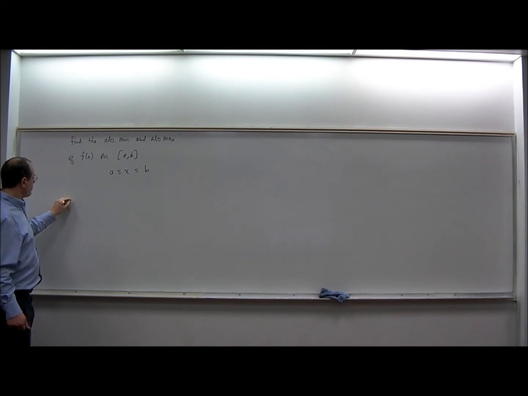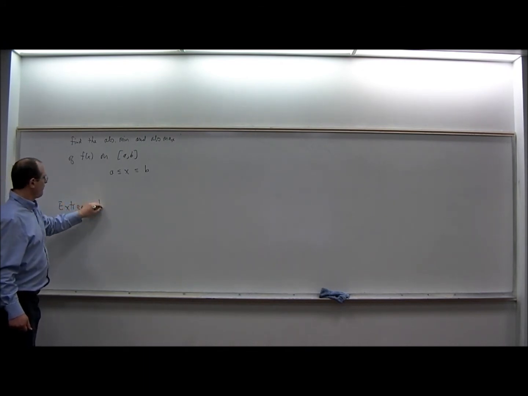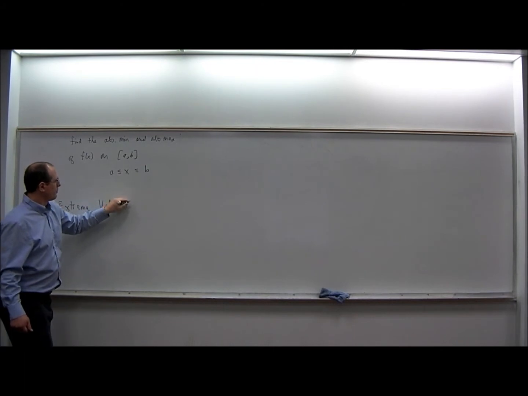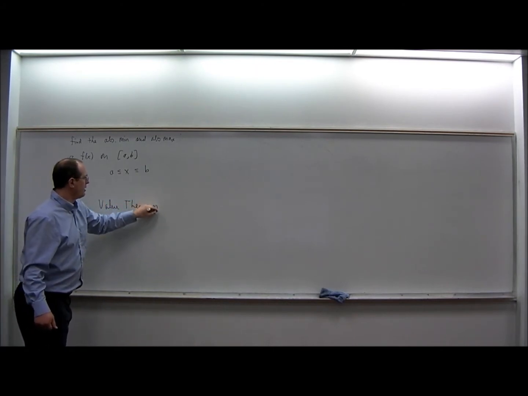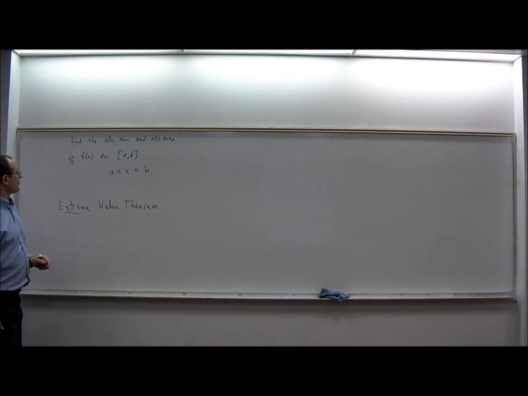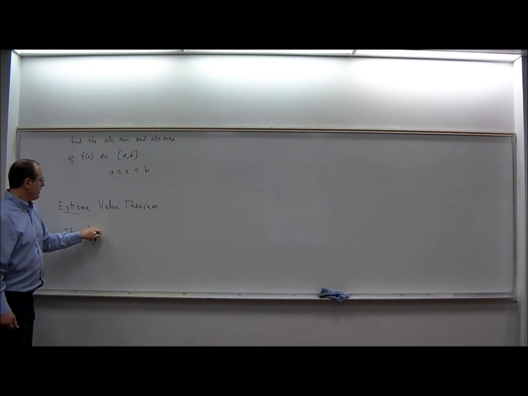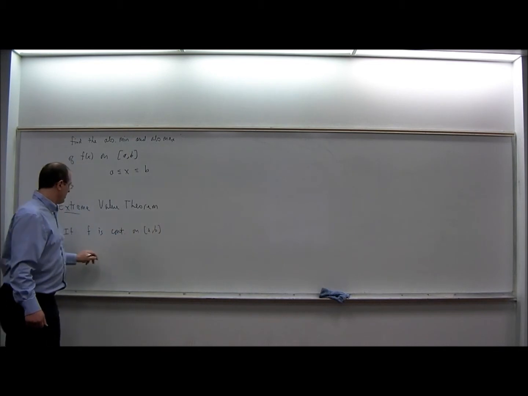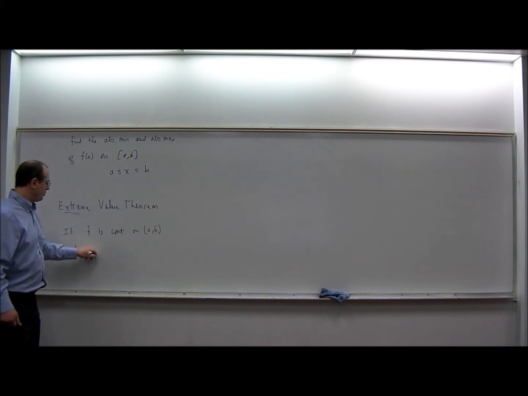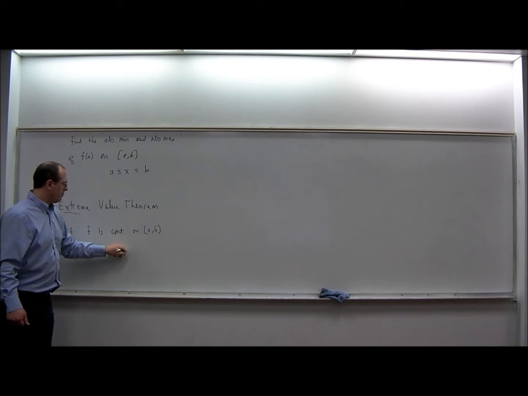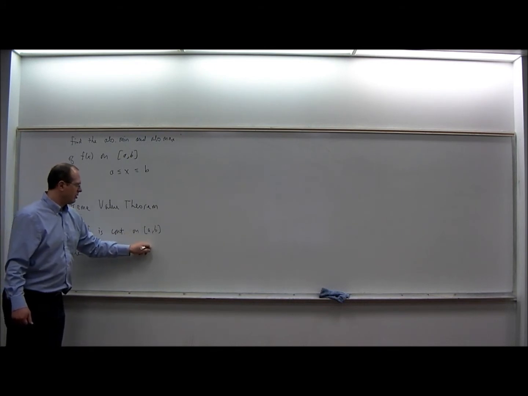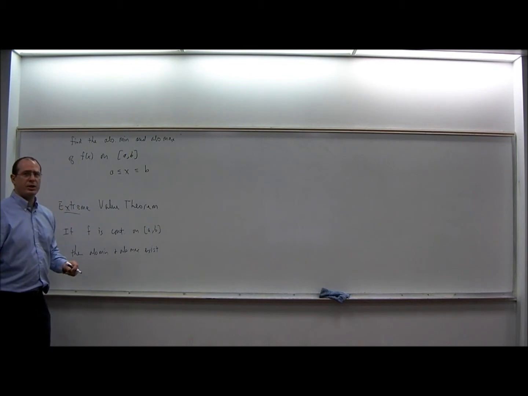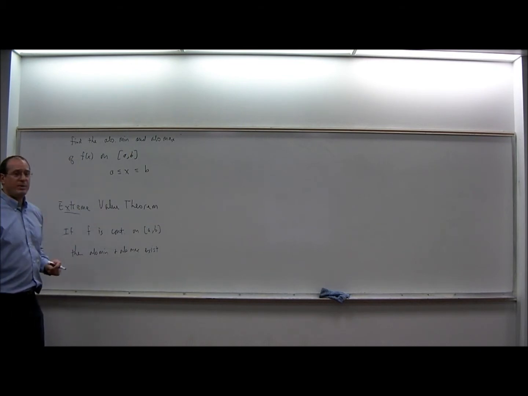So first, the extreme value theorem. The min and the max are extreme values. So the extreme value theorem says if f is continuous on the interval a to b, then the absolute min and the absolute max exist on the interval. So it's not a wild goose chase. The problem has a solution if f of x is continuous.